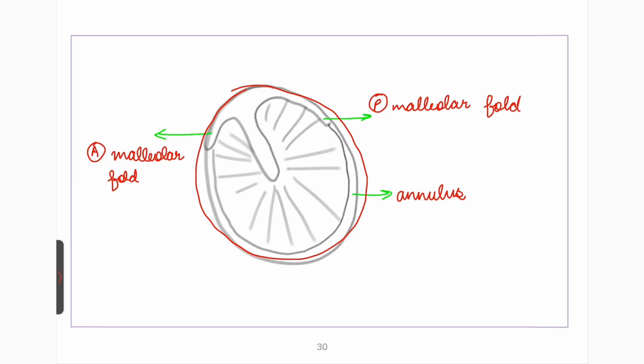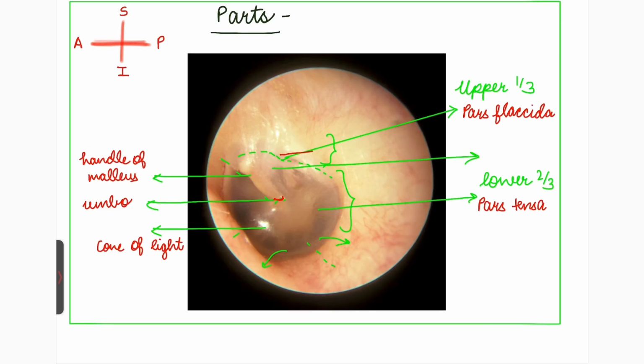The fibrous annulus, the malleolar folds and the tympanic sulcus, all these three are part of pars tensa. Here is a notch in the bone over pars flaccida. This notch is known as the notch of Rivinus. These are the parts of the tympanic membrane.